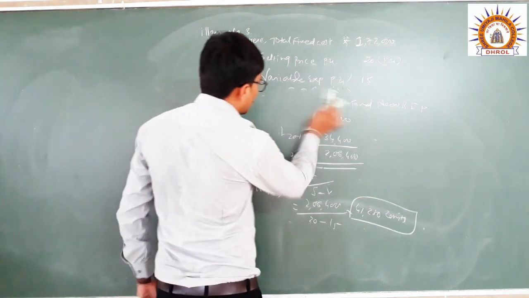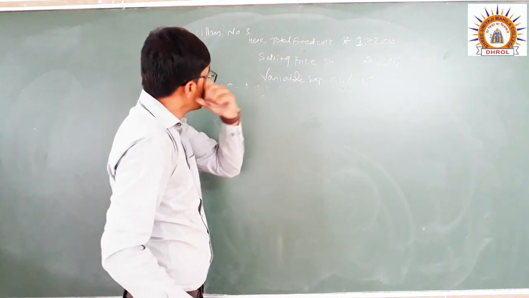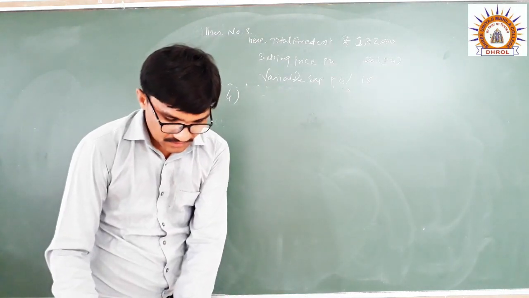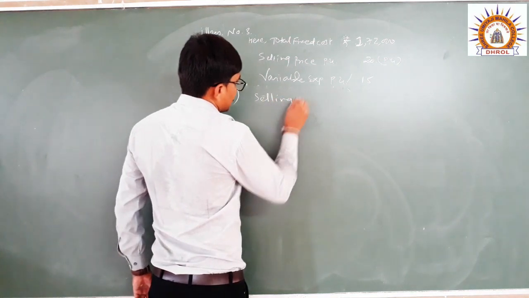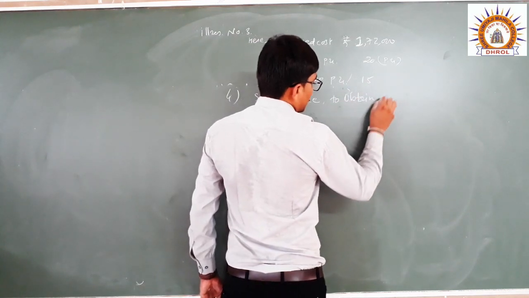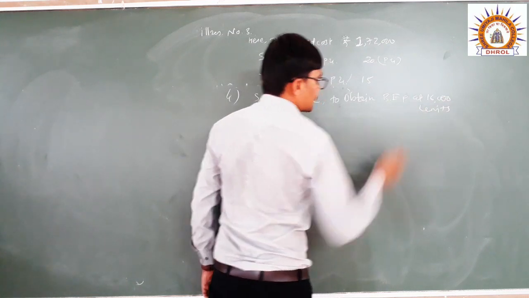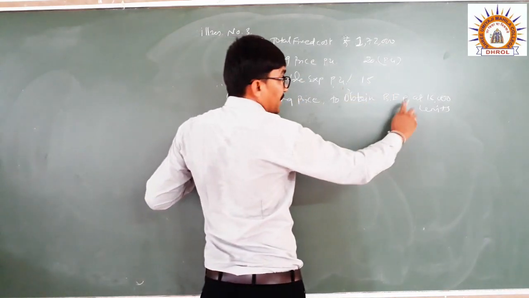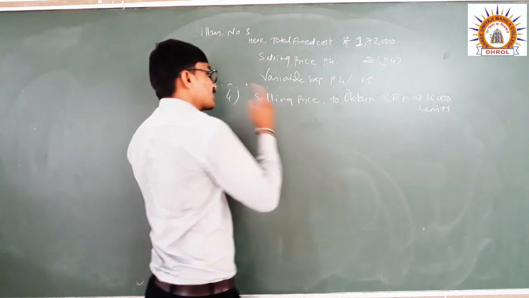And the last problem is number 4. In this problem, only 3 things are given. Find the selling price to obtain the break-even point at 16,000 units. You have been given the break-even point of 16,000 units. It means the break-even answer is given, and through the answer of the break-even point, you should calculate the selling price.